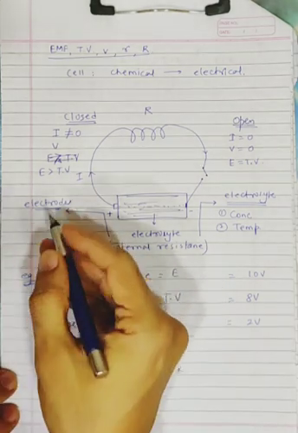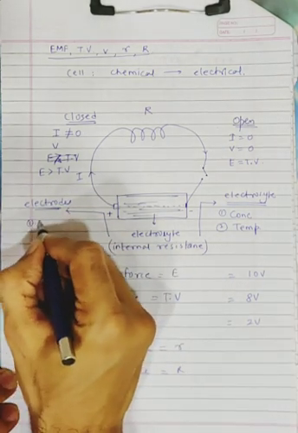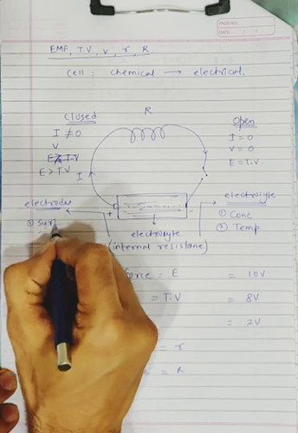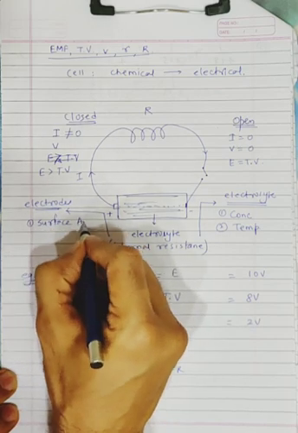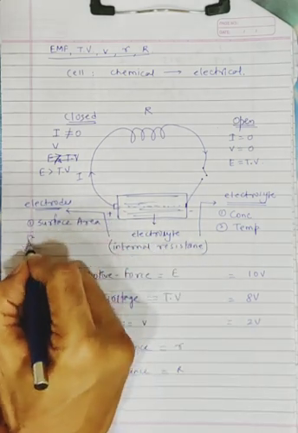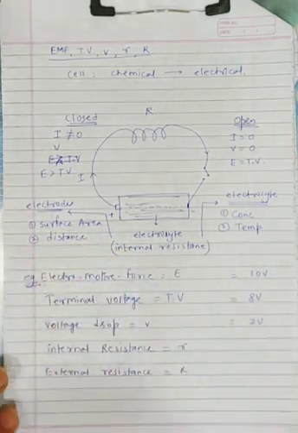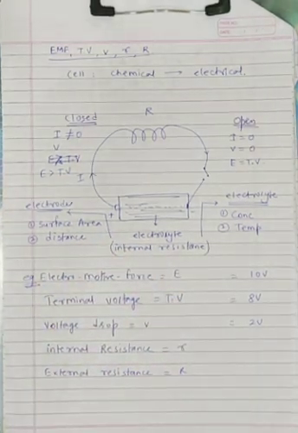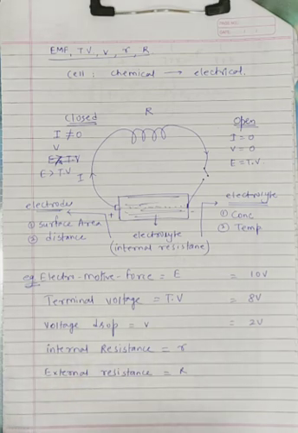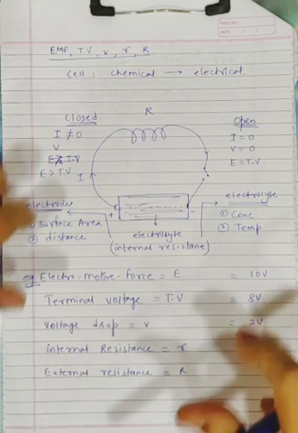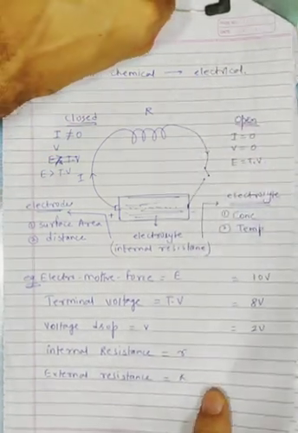Then in electrodes, it depends upon the surface area. The more the surface area, the less the internal resistance. And it depends upon the distance between the electrodes. The more the distance, the more the internal resistance. Okay, now I'll tell you the few formulas which you need to know in this part.